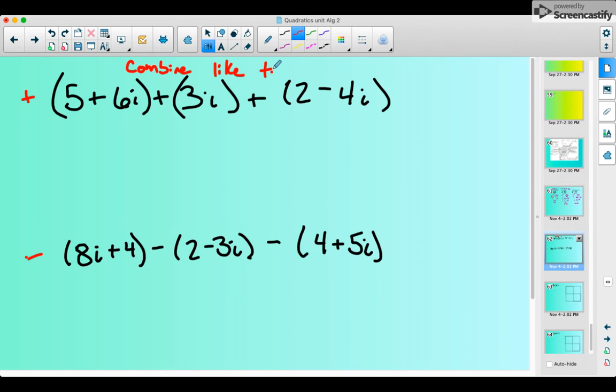Meaning, all the i pieces get combined, and all the not-i pieces get combined. So in this case, I have a 5 and I have a 2. Those are the only pieces that don't have i's. So I have 5 plus 2, which would be 7. Then I've got 6i, 3i, and -4i. So 6 plus 3 plus -4. 6 plus 3 is 9, plus -4 would be 5i.